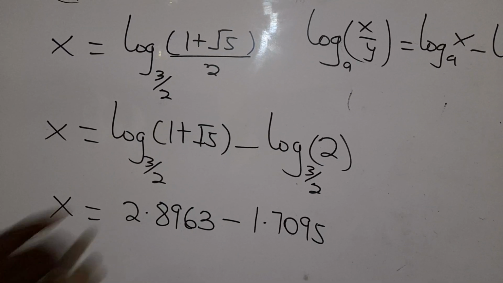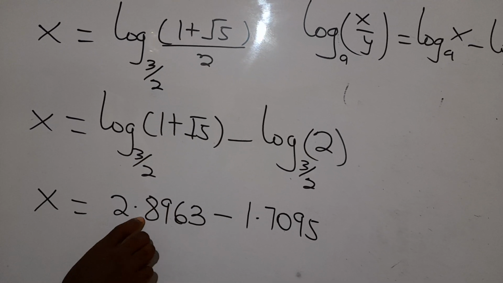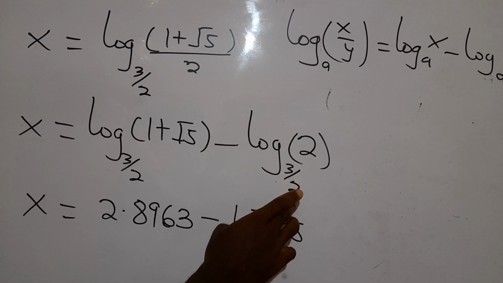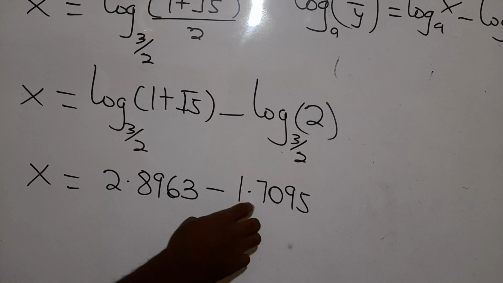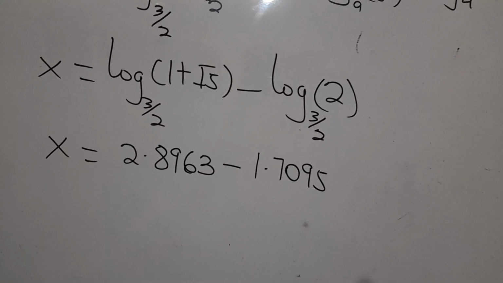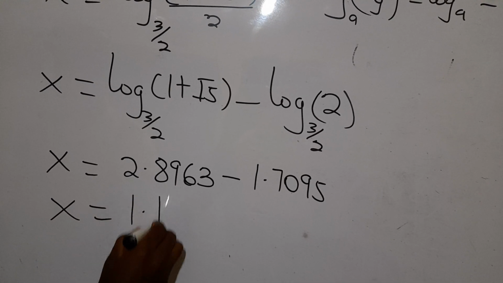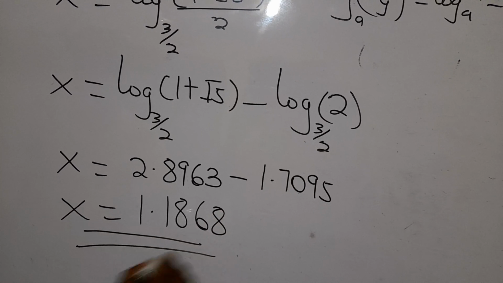So, when we evaluate log 1 plus root 5 base 3 over 2, it is 2.8963, and log 2 base 3 over 2 will be 1.7095. When we subtract 1.7095 from 2.8963, then our x will be equal to 1.1868. I hope you get that.